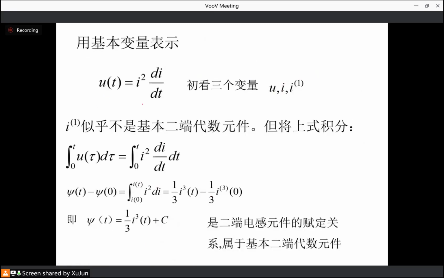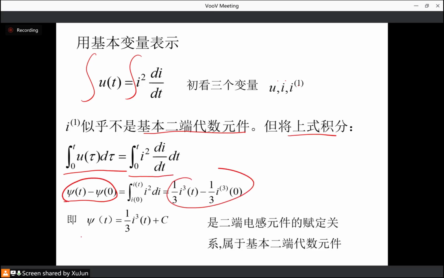For example, for this component, it seems like a third-order one. This is zero order, this is zero order, this is first order: 0, 0, 1, 0, 0, 1. So it seems not like a basic component. But if we integrate this function, we can find this part will be the magnetic flux linkage, and this part will be like this form. So it will be a basic component, a nonlinear inductor.